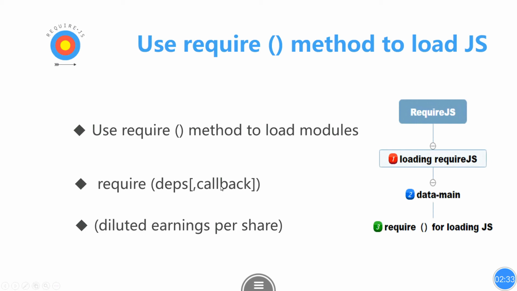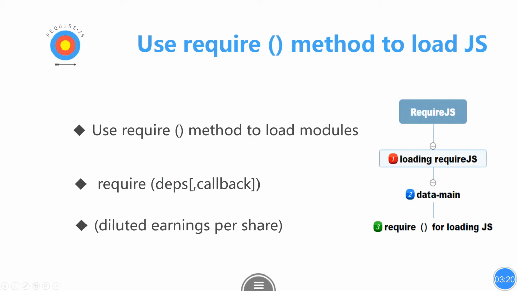And the second value is the callback method. After require has loaded all your JS files, the callback runs. So the first thing is loading, and the second thing is the callback function. In the callback function you can write some of your JS code. So this is how we learn require.js.